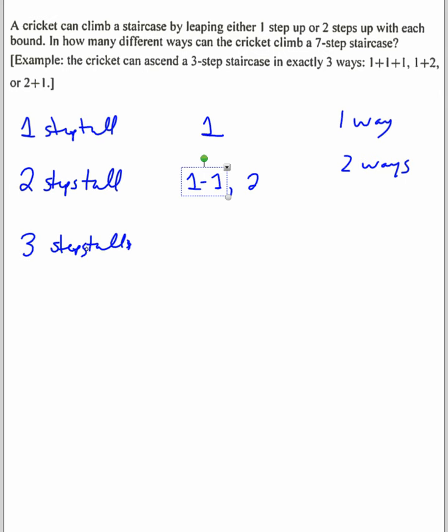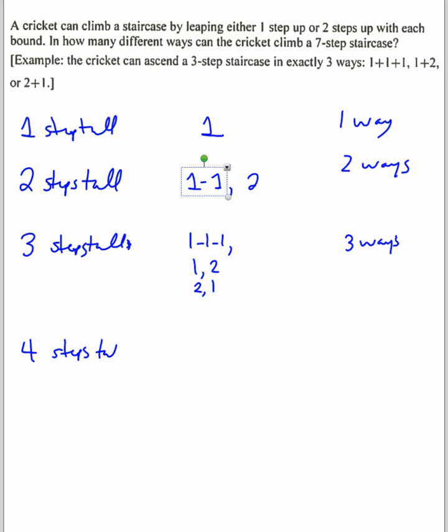Oops, 3 steps tall. So you could do it a 1 and a 1. You could do it a 1 and a 2, or you could do it a 2 and a 1. So there are 3 ways in total. Now, what if the staircase was 4 steps tall?